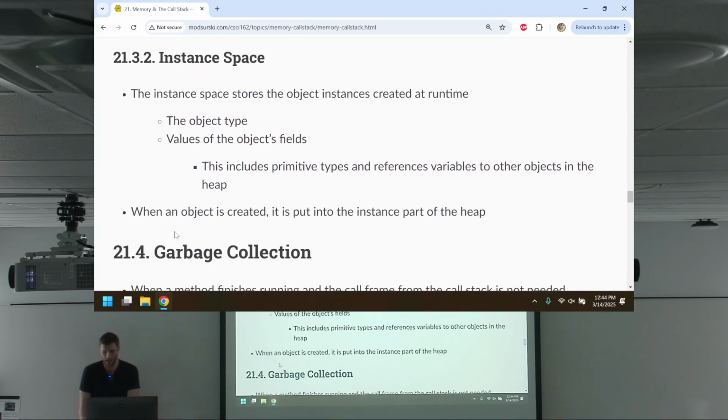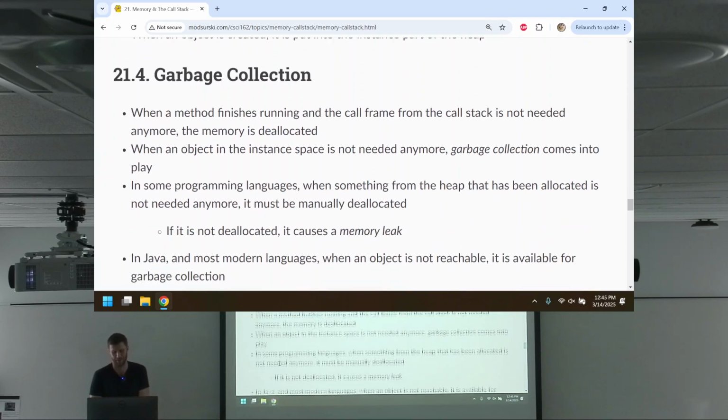Instance space stores the objects created at runtime, the object type. It knows the object type, the values associated with the object. It includes primitive types and reference variables to other objects. When an object is created, it's put into the instance part of the heap. That's the idea, okay? So we have a stack and we have a heap, and the heap has where the instructions are, and the data that we're dynamically allocating. Objects mostly, stuff that we reference.